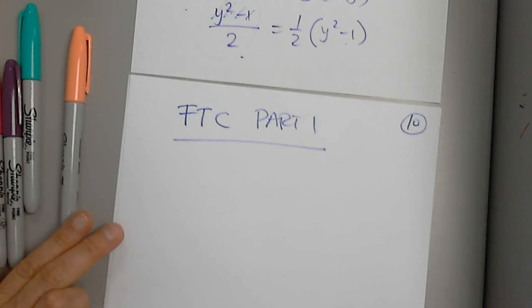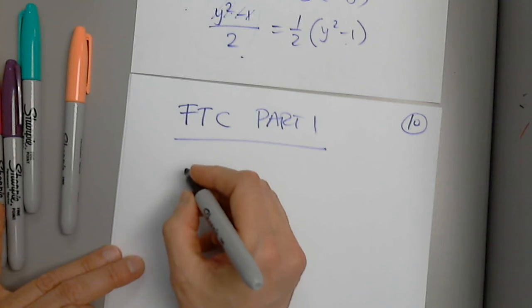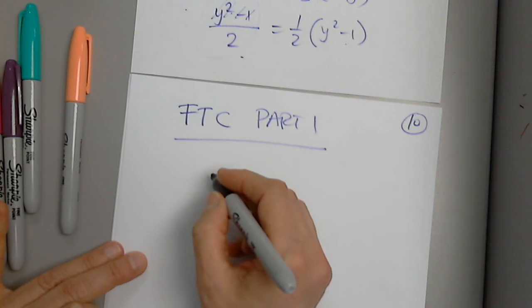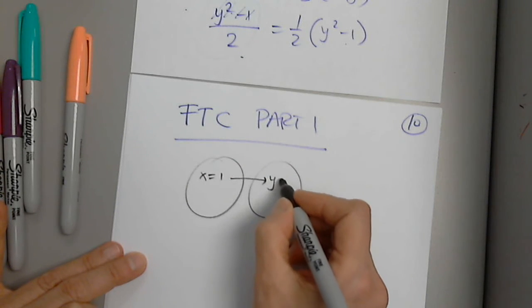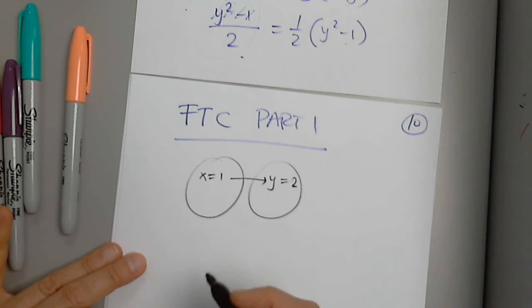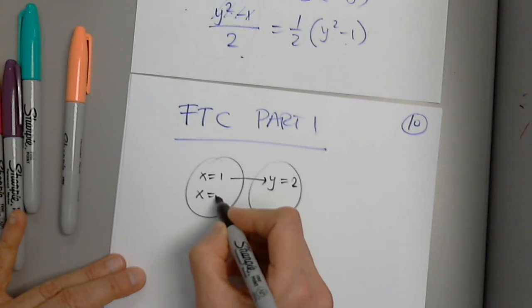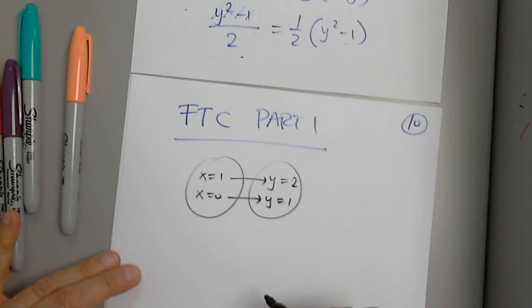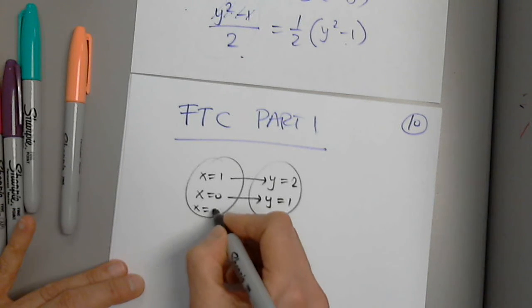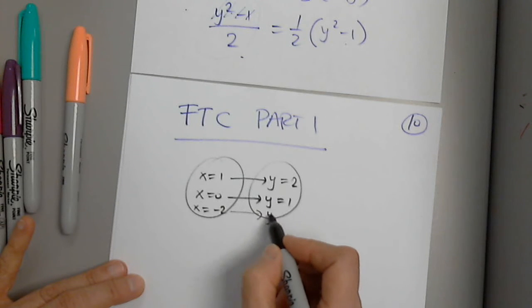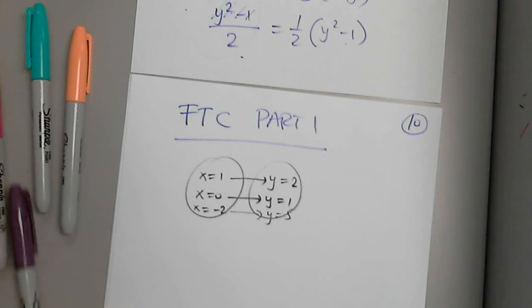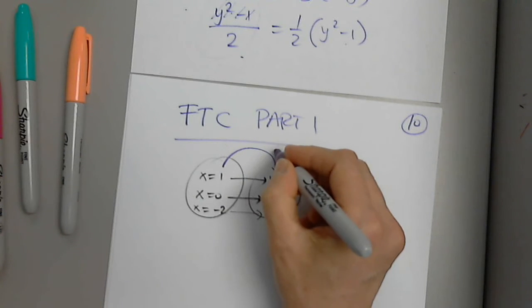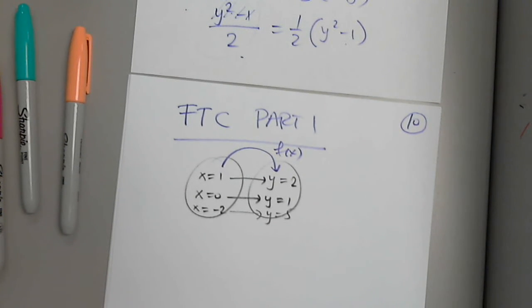Okay, so let's discuss a little bit of a preliminary. So if I say when x is 1, y is 2. And then when I say x is 0, y is 1. And let's say x equals -2, y is 5. What am I creating here? Okay, a function. This is a function. Can anyone figure out which function I used?